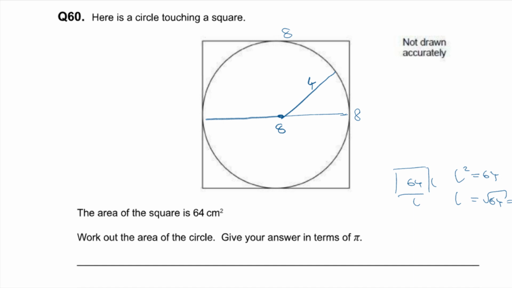So the area of a circle is just given by pi r squared, and we've just worked out that the radius is 4. So that's pi times 4 squared. 4 squared is 16, so that's 16 pi. Okay, so leaving it in terms of pi, that's it.